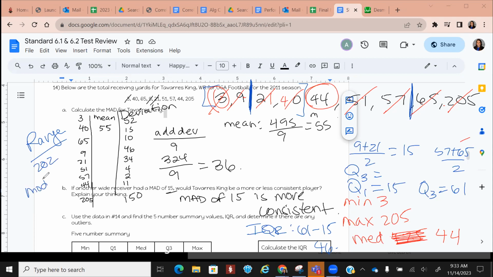What about the mode? Are there any numbers that repeat? No, so we have no mode, or none. If more than one number repeated and they had the same number of repeats, say 44 repeated and 51 repeated, then the mode is 44 and the mode is 51. You can have more than one mode. Okay.